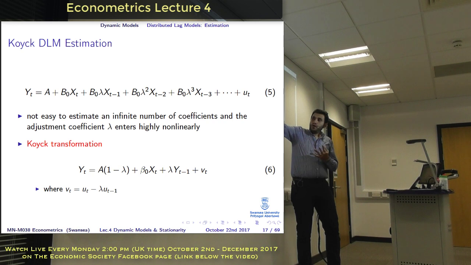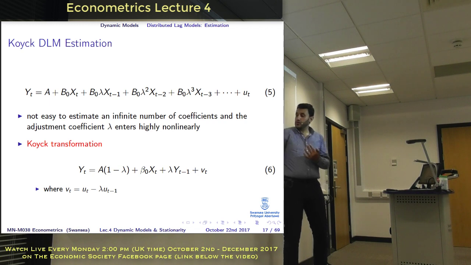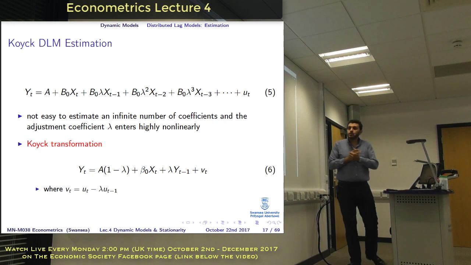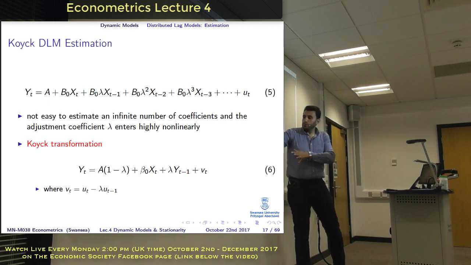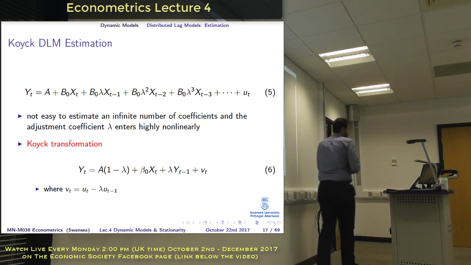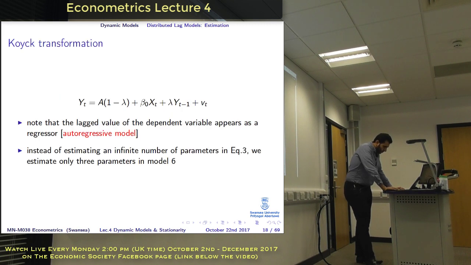So what happened here again? How did we come to this point? From this equation, you have another equation of y t minus 1 multiplied by lambda, and then you subtract these from each other, and you come to this equation. This is the Koyck transformation. It leaves us with 3 parameters to estimate, and also a new form of error term, or composite error term, which equals u t minus lambda u t minus 1. So this is the main advantage of having this.